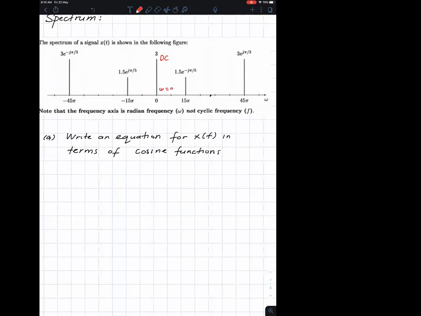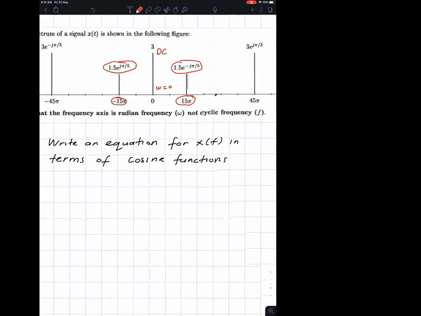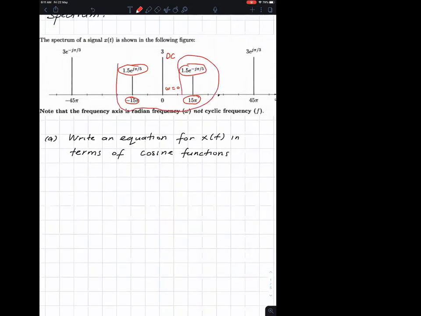And then you have a complex value when omega is plus or minus 15π. A negative frequency is 1.5 e to the minus j π over 5. A positive frequency, it's 1.5 e to the minus j π over 5. Okay, so that is one set right here. This is one set that can result in a cosine.